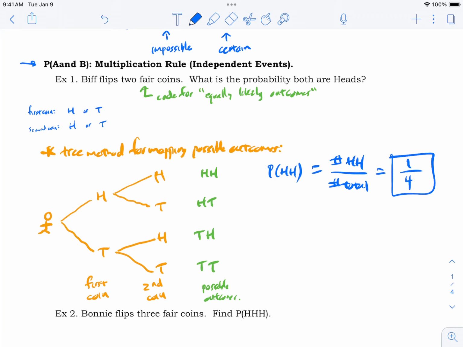Okay, so that's the tree method. The tree method is worth playing around with because it helps you kind of follow the action. Okay. And now for the main event.